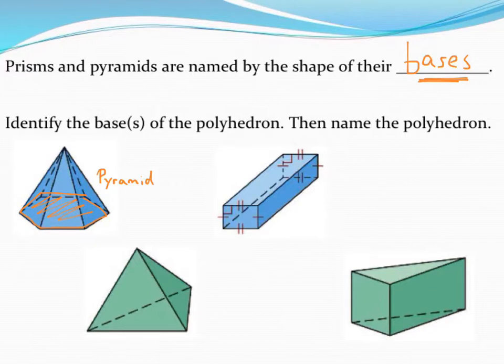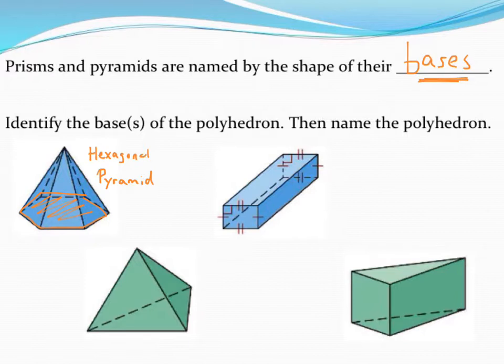So that shape is my base. My base is a hexagon, a 6-sided figure. So the first name, I need to turn into an adjective though. I'm going to call it a hexagonal pyramid for this name. So first name and last name. First name is based on the shape of its base. The last name is based on whether it's a pyramid or a prism.